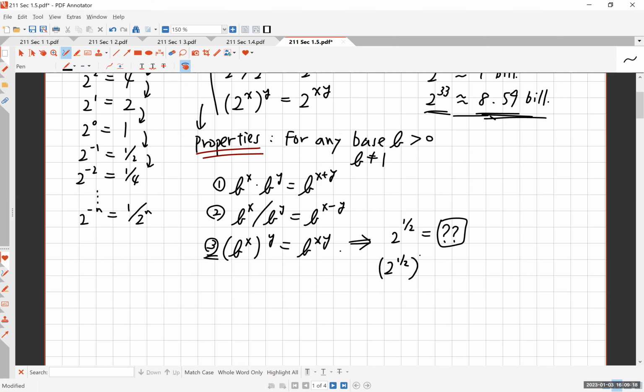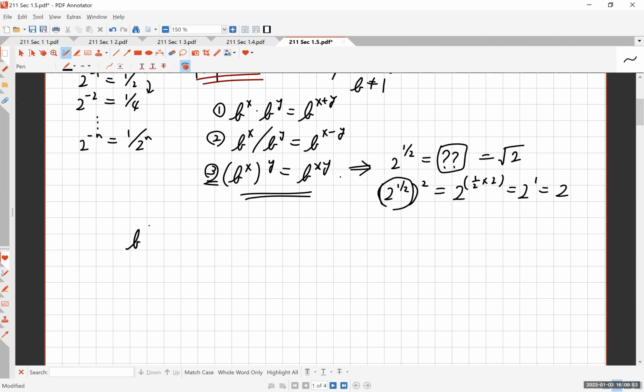After all, it is this number whose square is 2, and what is the property saying here? This should be the same as 2 raised to the product of 1/2 and 2, and of course that's 2 to the first, that's 2, right? In other words, the thing that you're trying to define is a number whose square is 2. Well, you only know one positive number that fits that description, and that is the square root of 2. So that's how you can define a rational exponent.